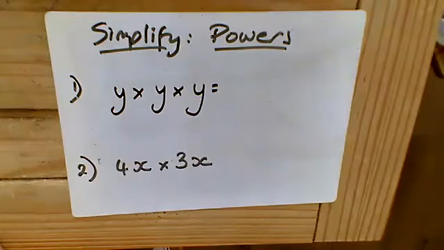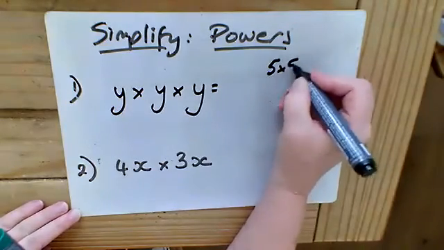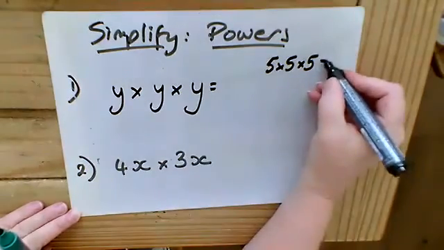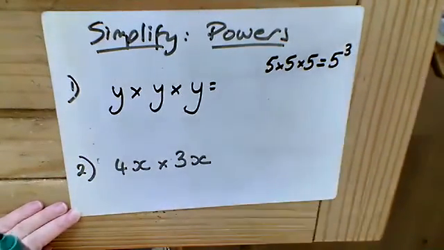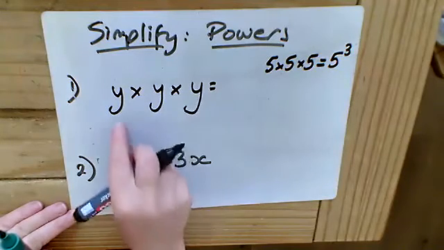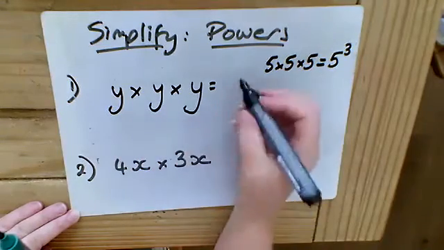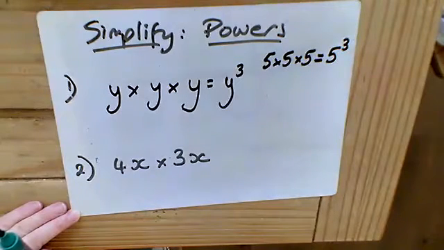If we think how we work with numbers, if I had 5 times 5 times 5, we could simplify that using indices or powers. That will become 5 to the power of 3. And we're going to use exactly the same principle when we're working with letters. y times y times y will be y to the power of 3.